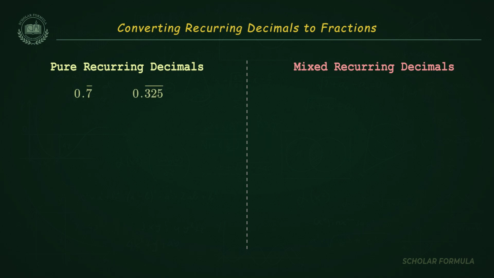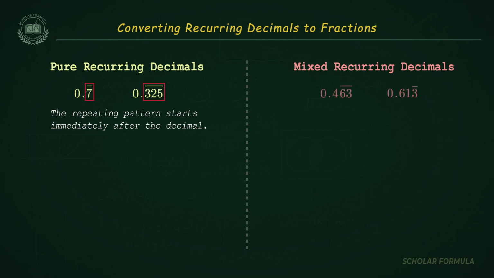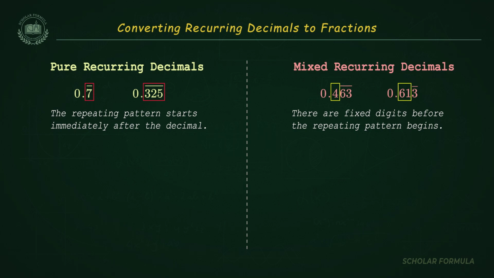Pure recurring decimals, like 0.7 recurring, begin the pattern immediately after the decimal point. Mixed recurring decimals, like 0.463 recurring, have one or more fixed digits before the repeating pattern begins.